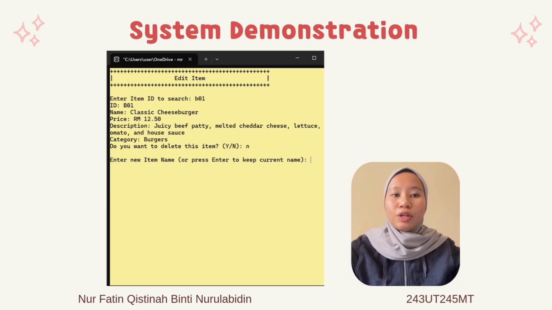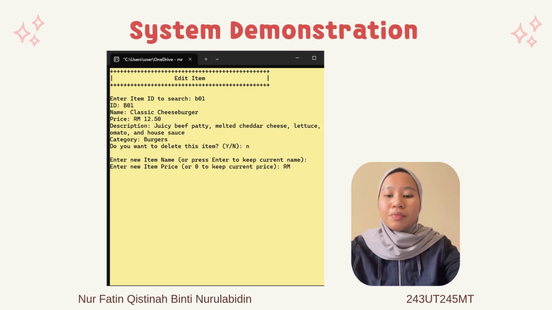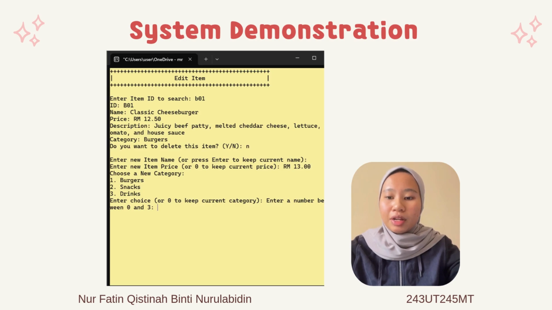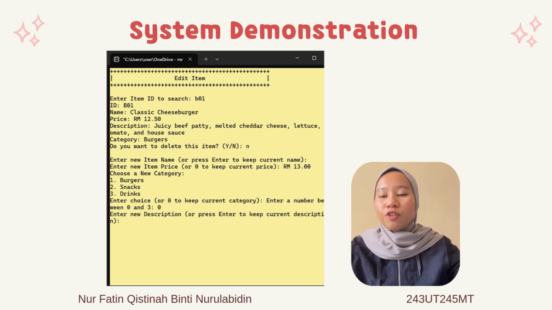So let's say I want to change the price. Okay, I press enter to keep the current name. I will change the price to 30 ringgit, and I will keep the current category. I will enter 0. And let's say in the future I want to change the category, I just enter either 1, 2, or 3. For description, I want to keep the current description, so I will press enter.